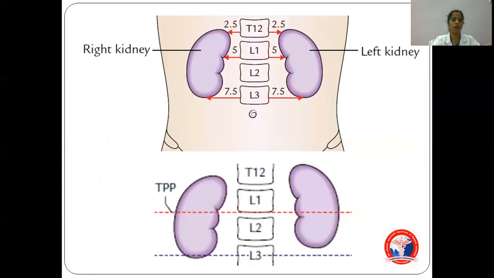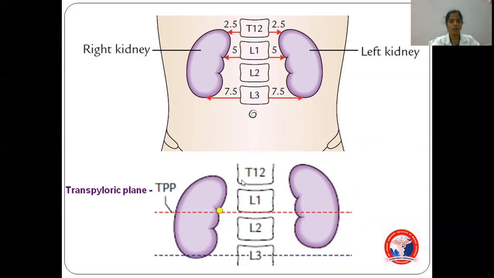Now, when you see the right kidney and left kidney, they lie on either side of the vertebral column, opposite to T12 to L3 vertebra. The upper pole will be near to the vertebra, the lower pole will be away from the vertebra. The upper pole will be around 2.5 centimeter from the vertebra. The lower pole will be around 7.5 centimeter from the vertebra. And the hilum will be around 5 centimeter from the midline. So the upper pole is near to the vertebral column, lower pole is away from the vertebral column.